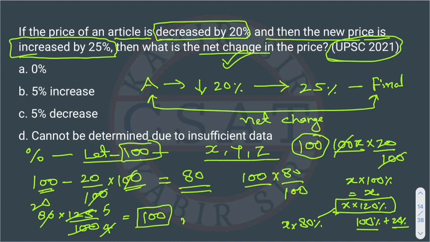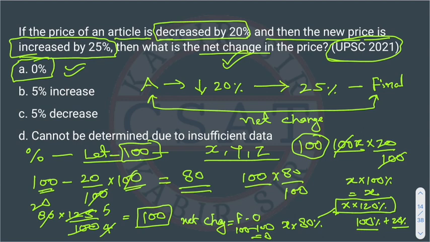So what is the net change? Net change is final price minus original price. Both are 100. So net change is 0. So what will be the answer? Answer is 0. Okay. So the answer is 0%. He is asking in percentage. So how the percentage will come?